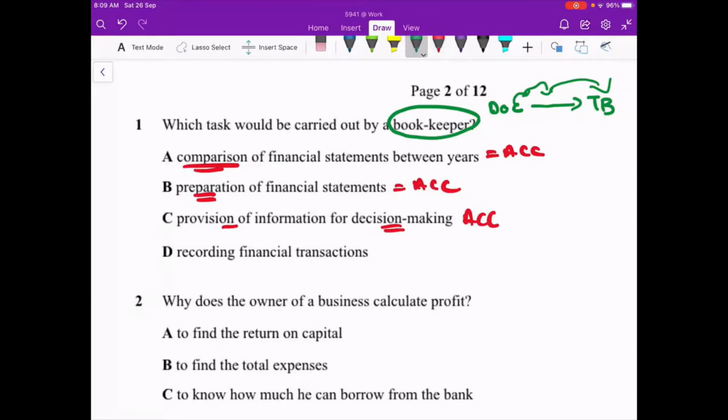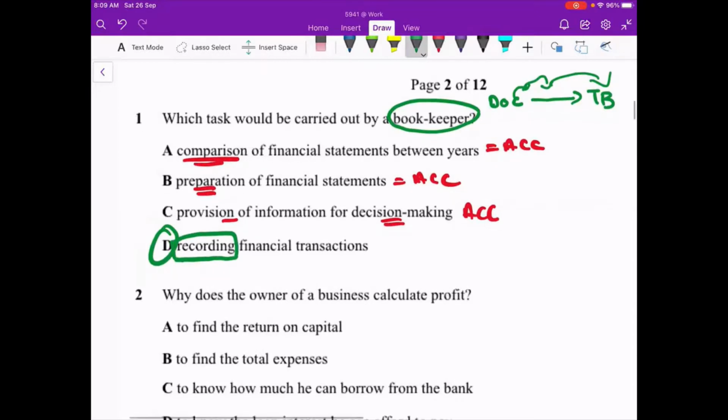Recording the financial statement. Yes. The bookkeepers will record the information. Correct. So the answer is D. Now question number 1's answer is D. Okay, now we do question number 2.